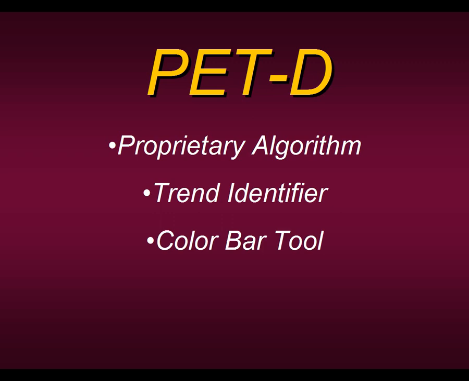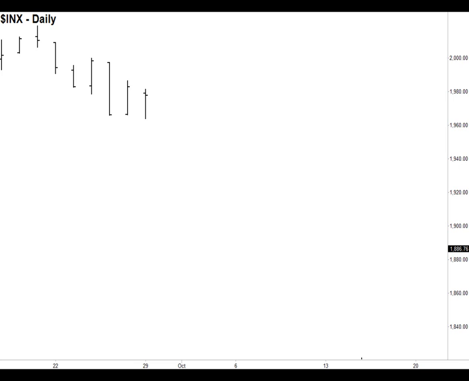So how do we apply this and how do we use this? Well, it's a color bar tool. So what we've done is we've colored the bars. In an uptrend, they should be colored green, and in a downtrend, they're going to be colored red. All right, so let's look at a daily chart of the S&P index. Now, we presented this to you 2 weeks ago, and this is just your standard daily chart, open, high, low, close chart, without the PET-D applied.